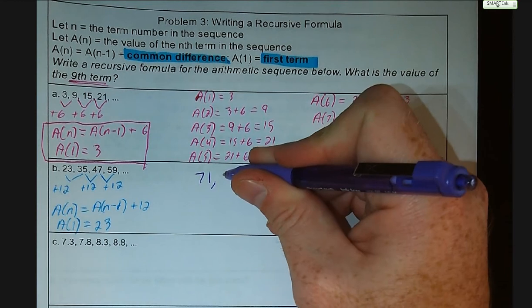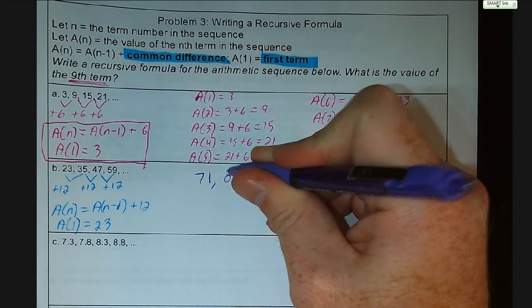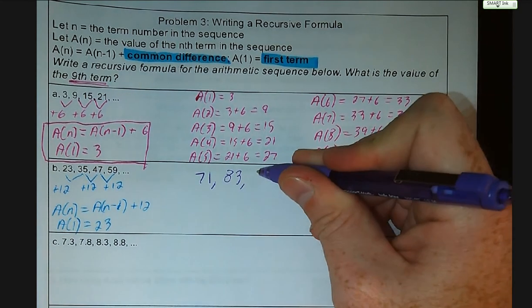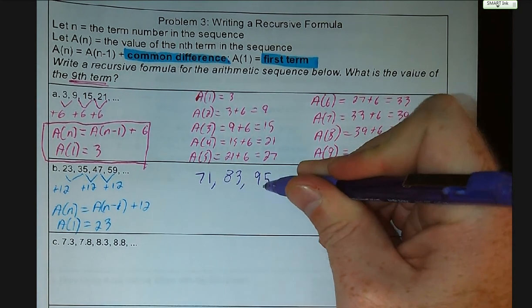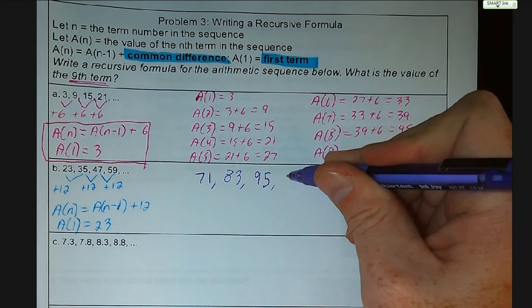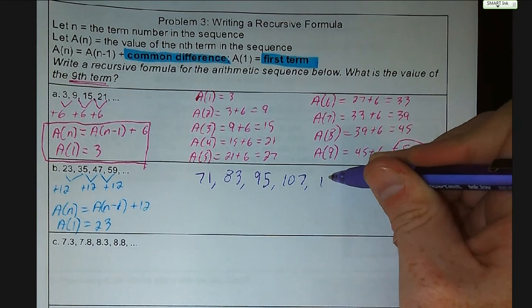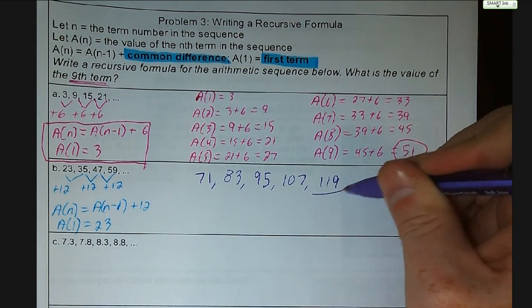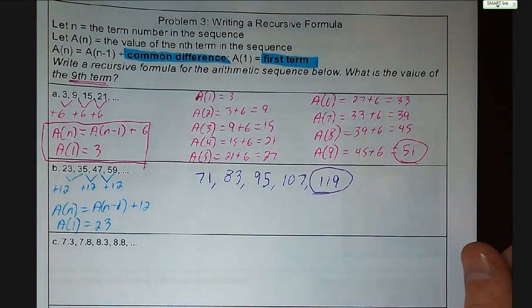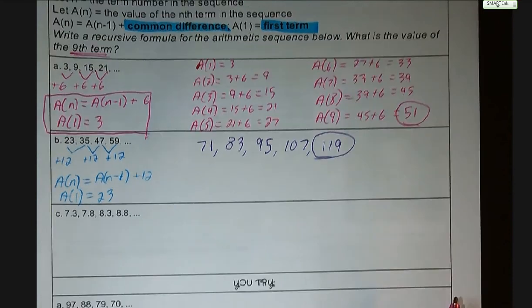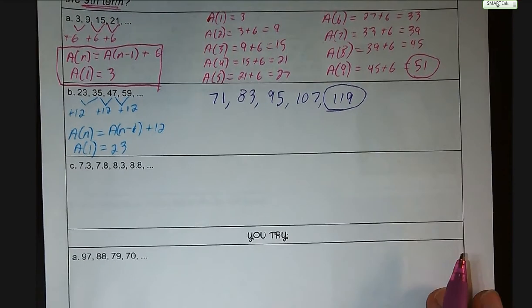So our next term is going to be 71 plus 12, which is 83. 83 plus 12 is 95. 95 plus 12 is 107. And then our ninth term is going to be 107 plus 12, which is 119. That is our ninth term. So a little bit easier for you guys, you don't have to write out all the work. And you can see the pattern that there is, just as long as you keep on following that and keep on adding or subtracting the common difference.